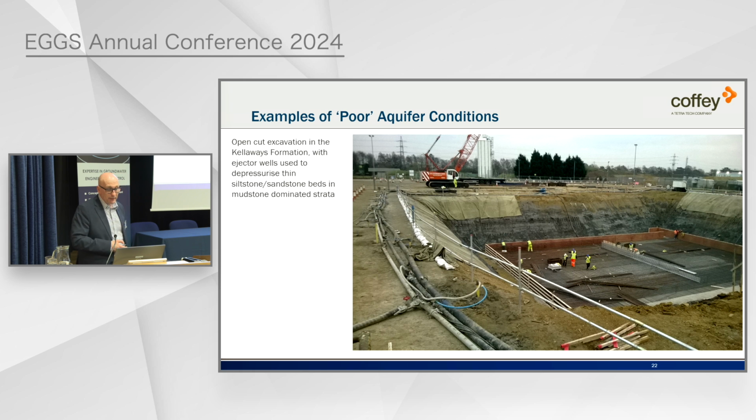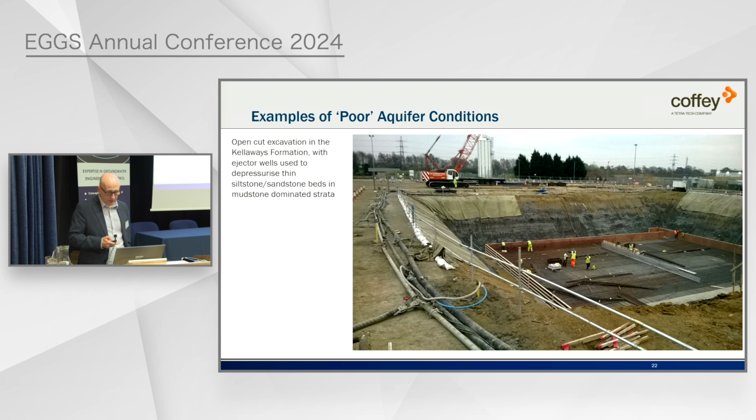This is a picture from the English Midlands. It's in the Kellerways Formation, another mudstone-dominated stratum, but it has these thin siltstone and sandstone beds in it. So this was an excavation where the siltstone and sandstone beds had to be depressurised. The well yields were really, really low. So in this case, the permeability was too low to be done with a system of pumped deep wells with submersible pumps. So a system of ejector wells was installed around the outside and successfully depressurised it.